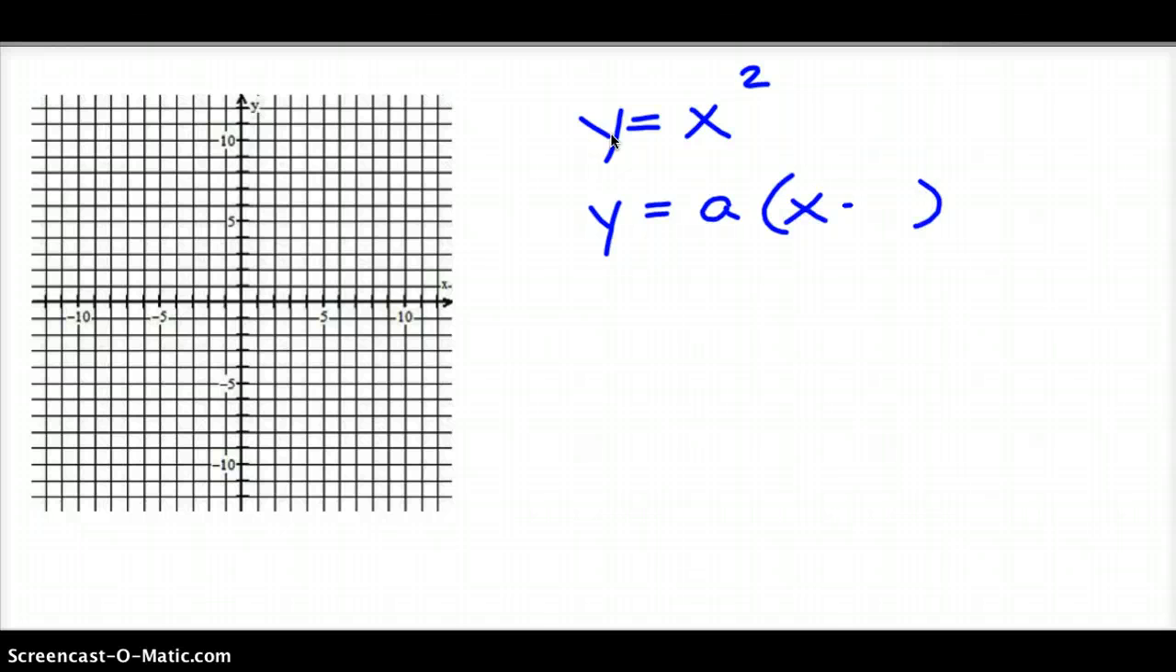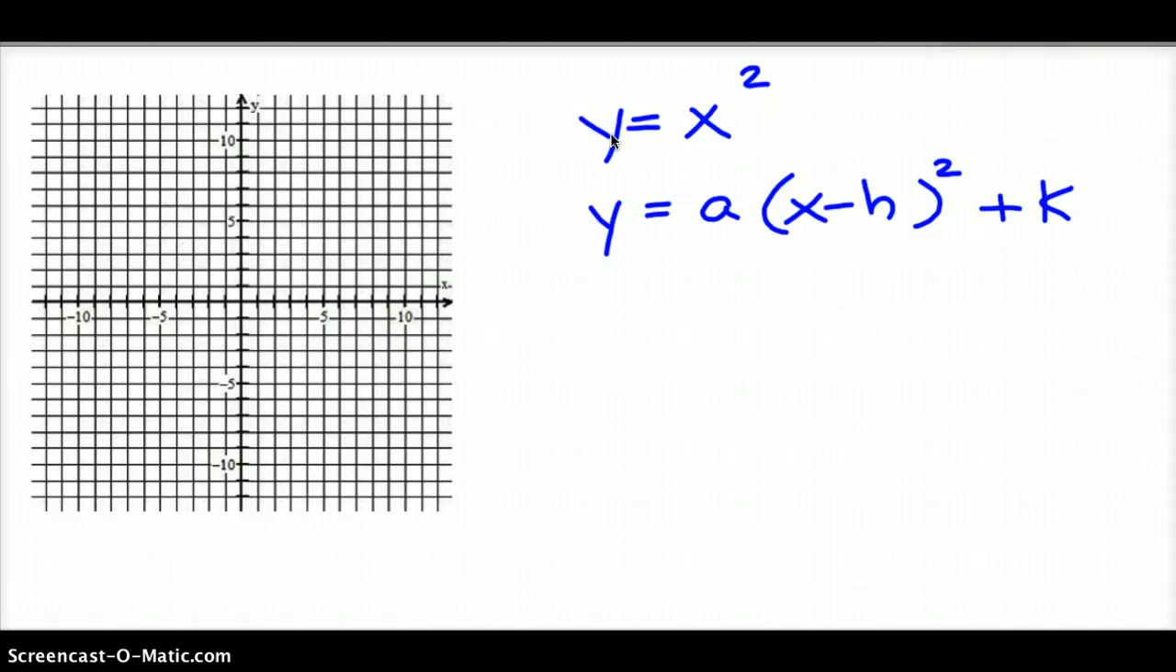This is the basics of how to graph a quadratic function. The parent function for a quadratic is y equals x squared. When we add in our parameter shifts, it's y equals a, and then parentheses you have x minus h in close parentheses squared plus k.